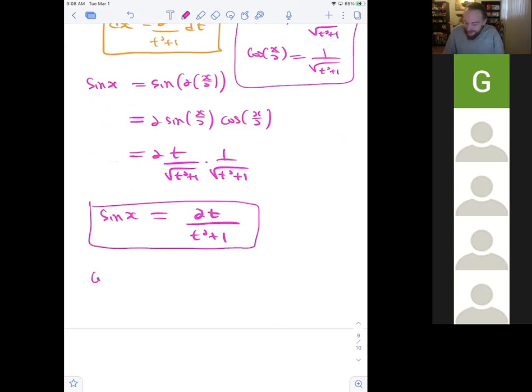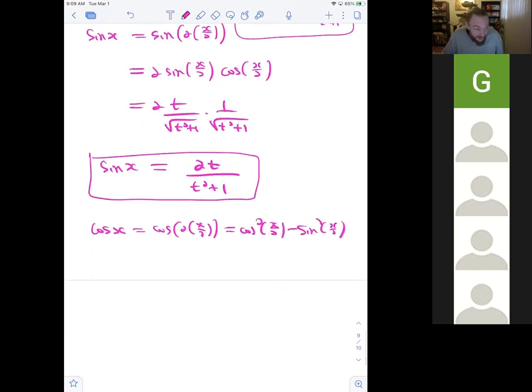What's cos x? Cos x is the same thing. This is cos of 2 times x over 2, which is cos squared x over 2 minus sine squared x over 2, which is equal to, long story short, when we add this up, we're going to get cos x is equal to 1 minus t squared over 1 plus t squared.